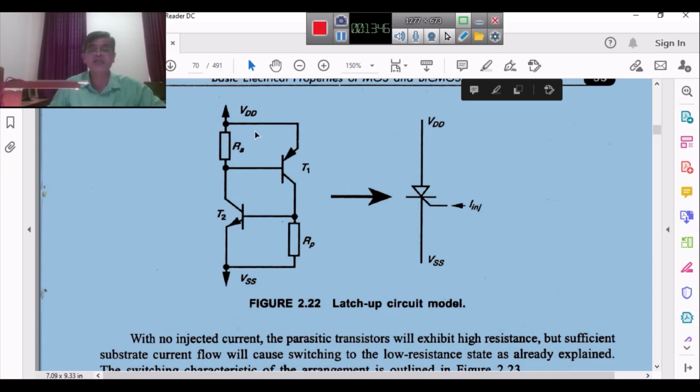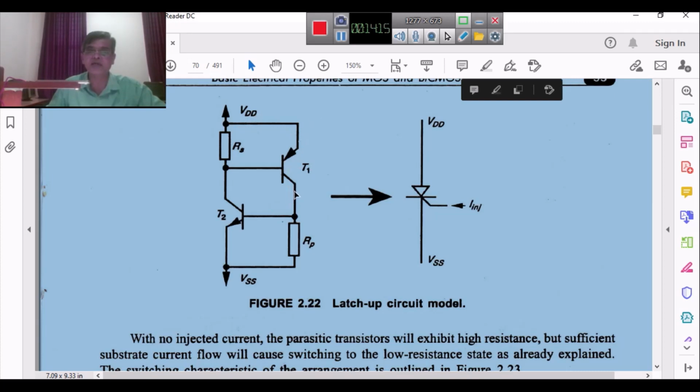Now suppose due to incident radiation or glitches, some current is induced. When some current is induced, there is a voltage drop here. What is the drop across this? Some voltage V. RS is connected between what? Between base and emitter of T1, VBE. Suppose this VBE is more than the cut-in voltage of this PNP transistor. What happens? By transistor action, it starts conducting. When it starts conducting, current begins to flow from emitter to collector like this.